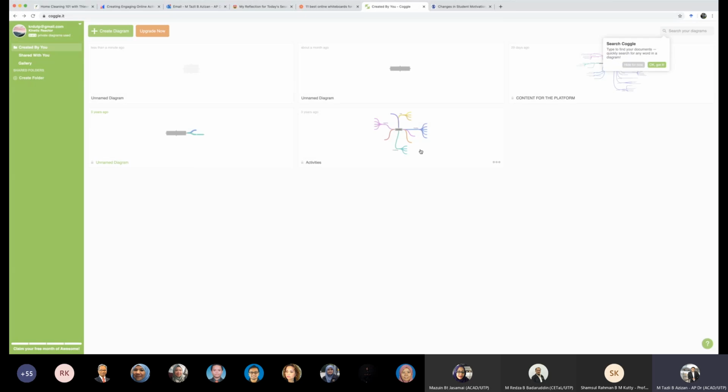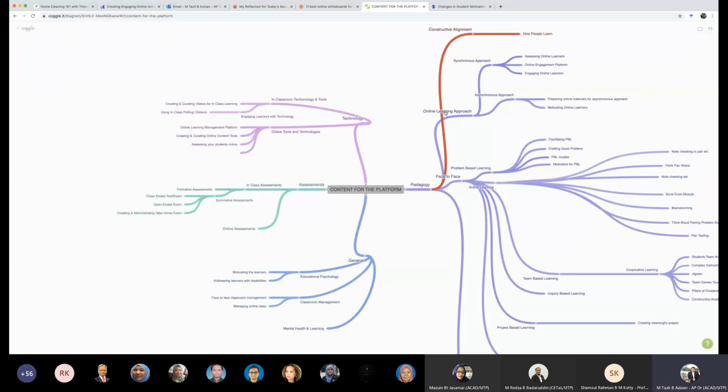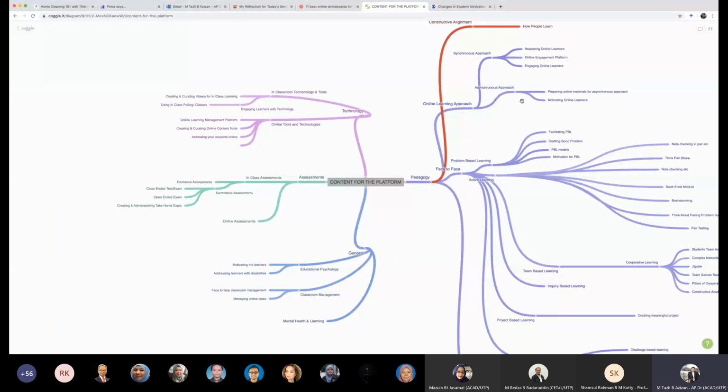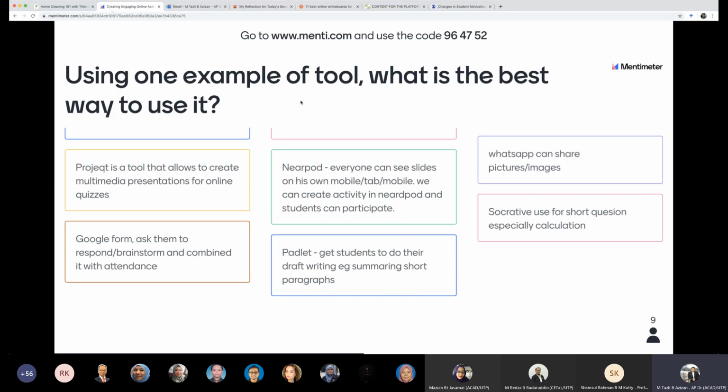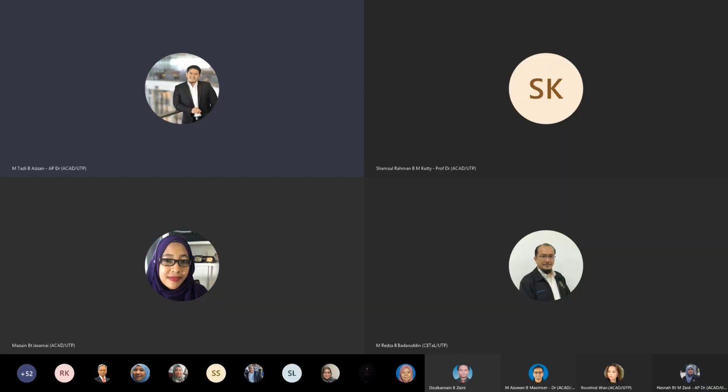Okay, so for example, the example of the mind map here, this is one of the mind maps. They'll be able to create this whole mind map together, and they could share the link or present to us, so we can see their work. So the platform is Coggle.it. Okay, right, let's switch back to our PowerPoint.